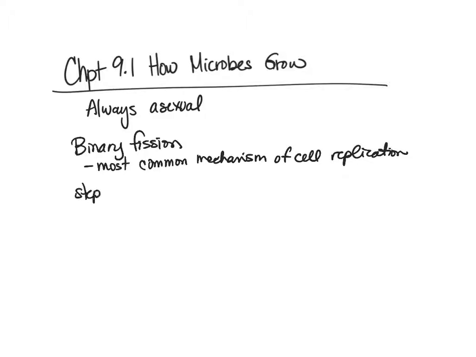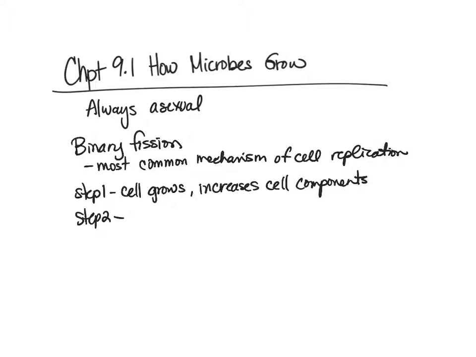And the first part, what we start with, is kind of similar to mitosis or meiosis in that the cell is going to grow. So the cell grows, and as it's growing, it's increasing the number of cell components. So it's making copies of all of the stuff inside of the cell, so that it can give these copies to the daughter cell. So in step one, the cell is growing, it's increasing its metabolism, it's making copies of all of its cellular components, and then in step two, it's going to replicate.